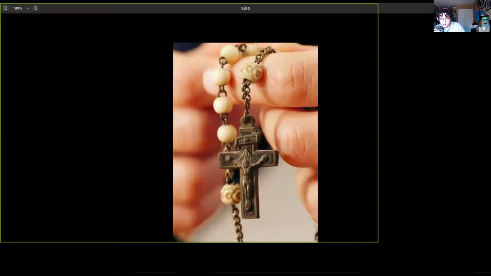And there's lots of different religions that have prayer beads like this, and this helps you keep track while you're in prayer. It helps you keep track of exactly how many prayers you said. We don't usually think about it like that, but that was interesting.